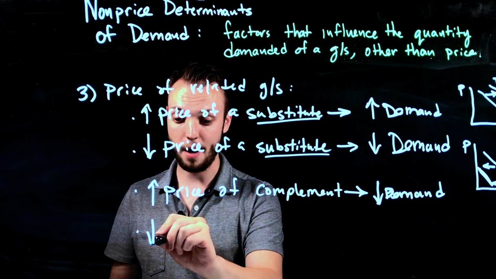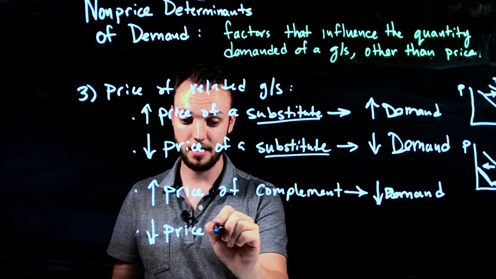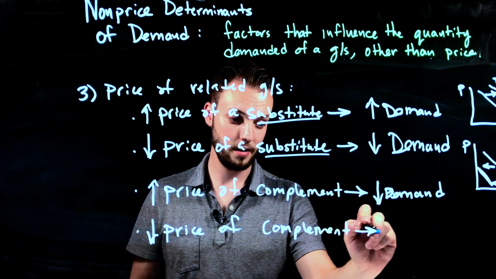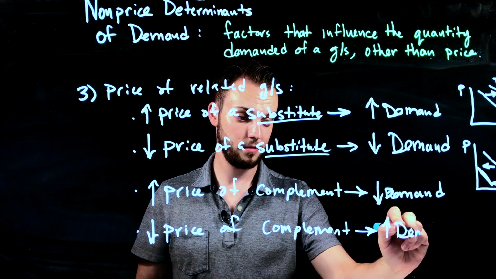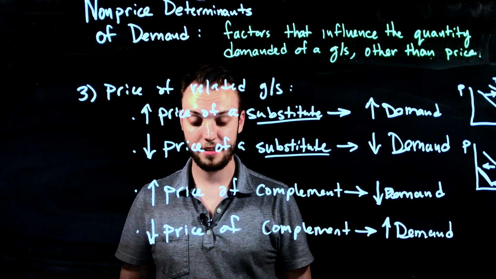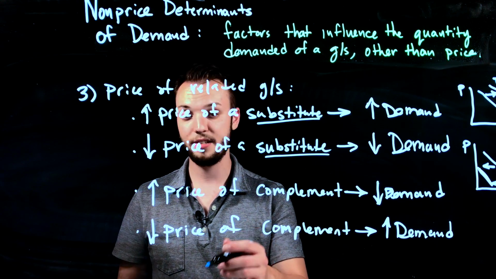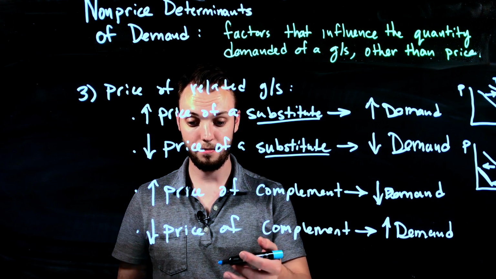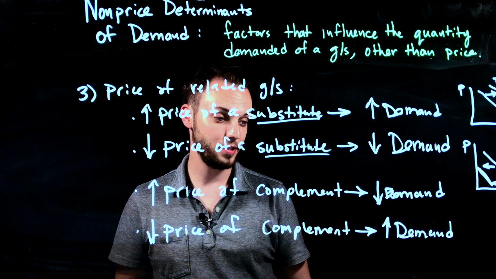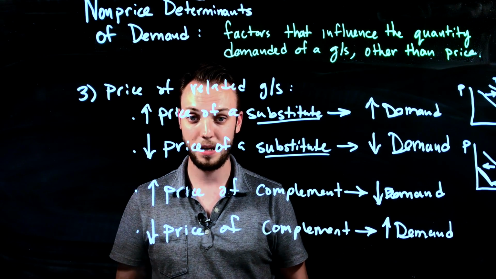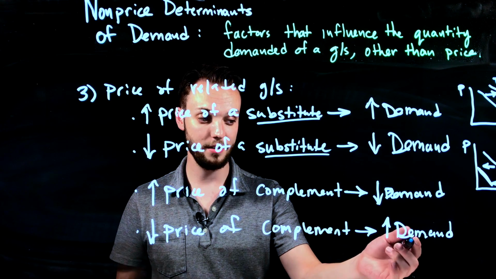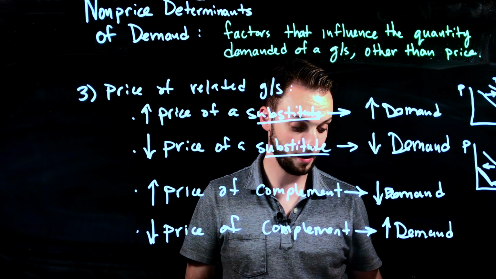And we also have the opposite case if it's a decrease in the price of a complement. That would increase demand. So if the price of jelly decreased, then the quantity demanded of jelly would increase because of the law of demand, and that means that more people would be purchasing peanut butter to go along with this new jelly they're purchasing, right? So we have an increase in the demand for peanut butter.